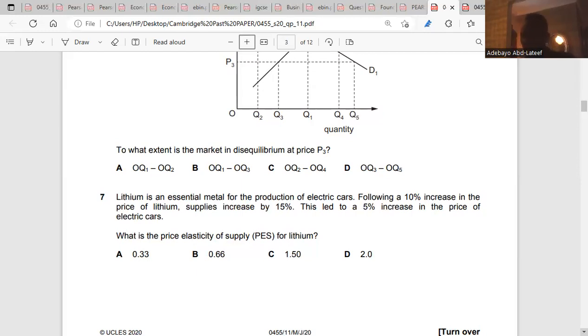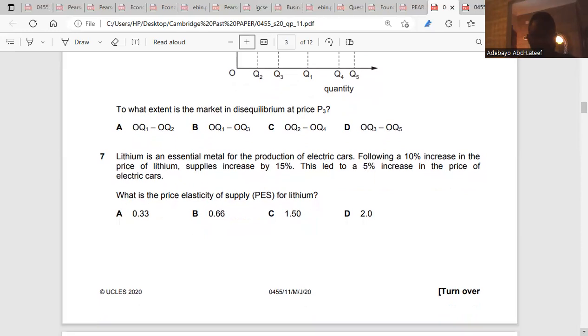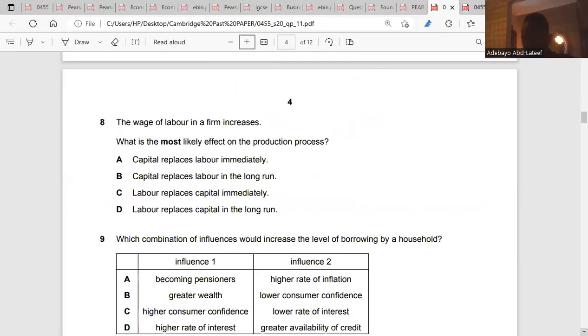The wage of labor in a firm increases. What is most likely to affect the production process? If the wage rate increases, that increases the cost of labor for firms. But they cannot change it immediately until they can find a substitute for labor, which is capital, equipment, or machines. So in the long run, firms will start using capital instead of labor. So the answer is B. Is it clear? Yes.